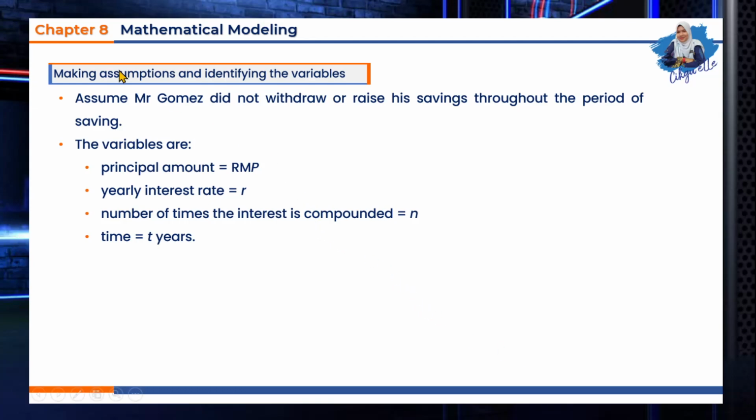The second step is make assumptions and identify the variables. So we make a simple assumption. Assume Mr. Gomez did not withdraw or raise his savings throughout the period of saving. This is a simple assumption we make to create this mathematical model. The variables involved here are the principal, the interest rate, the number of times interest is compounded, and time in years.